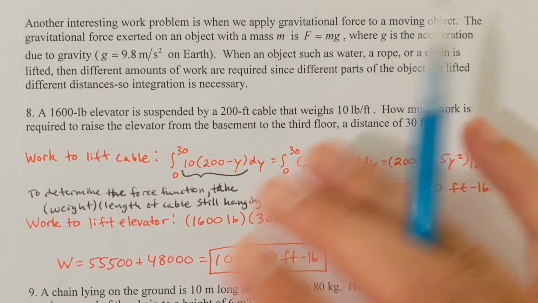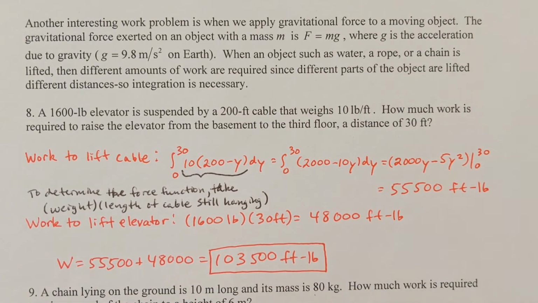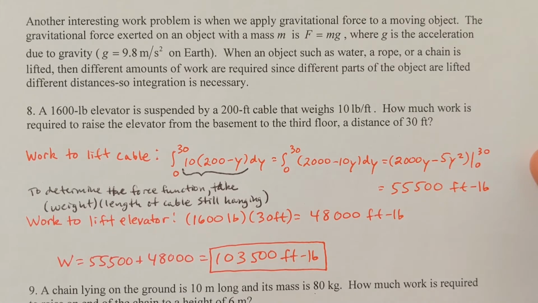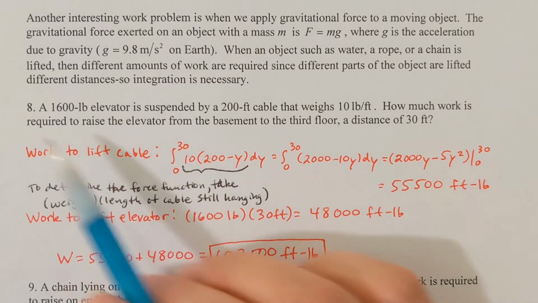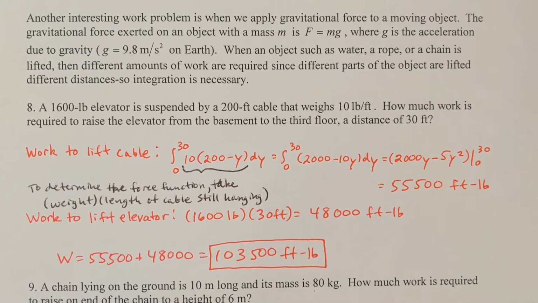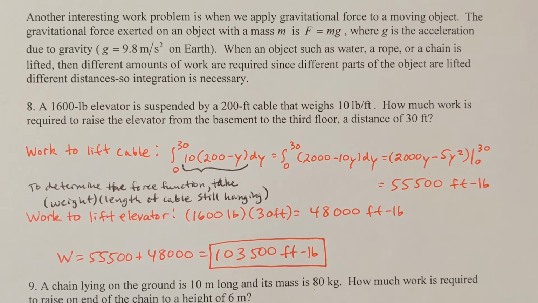So let's take a look at the last couple of problems here, where you're lifting objects with a variable force. Problem 8, a 1,600 pound elevator is suspended by a 200-foot cable that weighs 10 pounds per foot. How much work is required to raise the elevator from the basement to the 3rd floor, which is a distance of 30 feet?